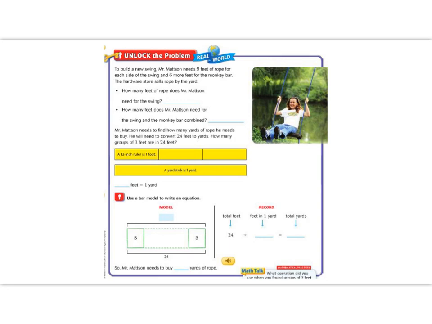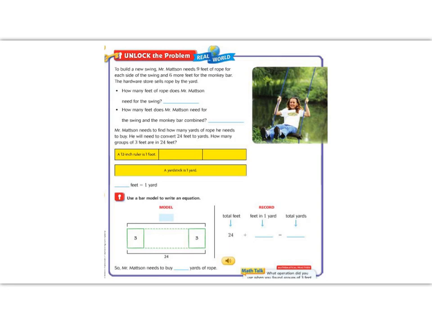It says, to build a swing, Mr. Matson needs 9 feet of rope for each side of the swing and 6 feet for the monkey bar. The hardware store sells rope by the yard. How many feet of rope does Mr. Matson need for the swing?